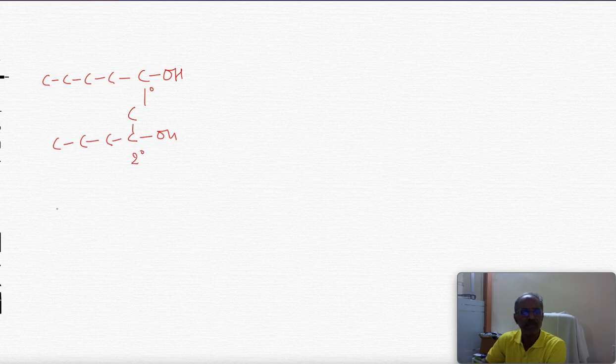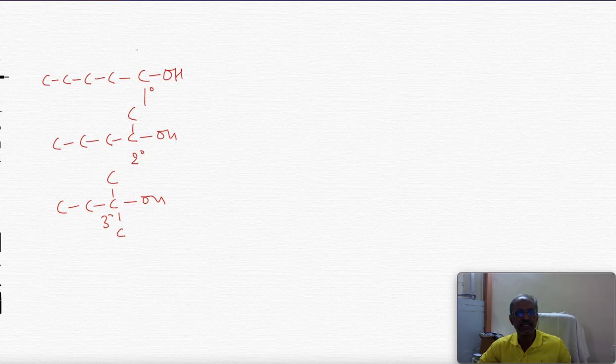Now we will see, take for example 5 carbon atoms, OH. This is a primary carbon atom. Now this is a secondary carbon atom. This is a tertiary carbon atom. Fine. So primary, secondary and tertiary.